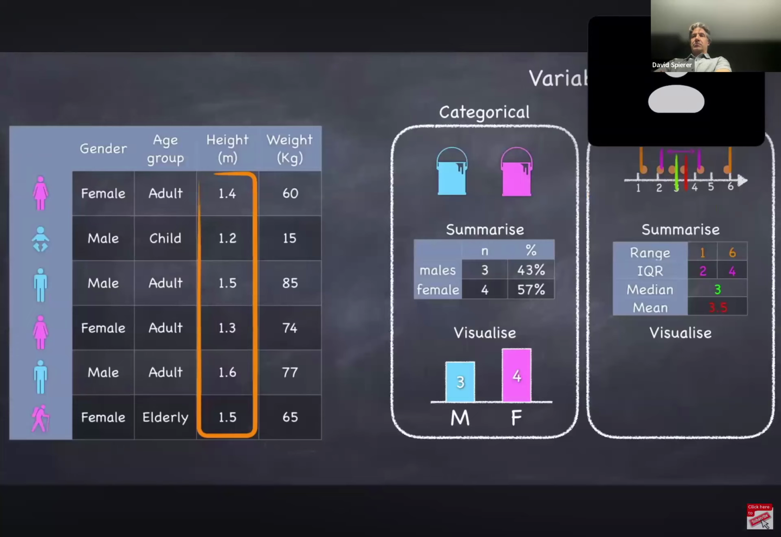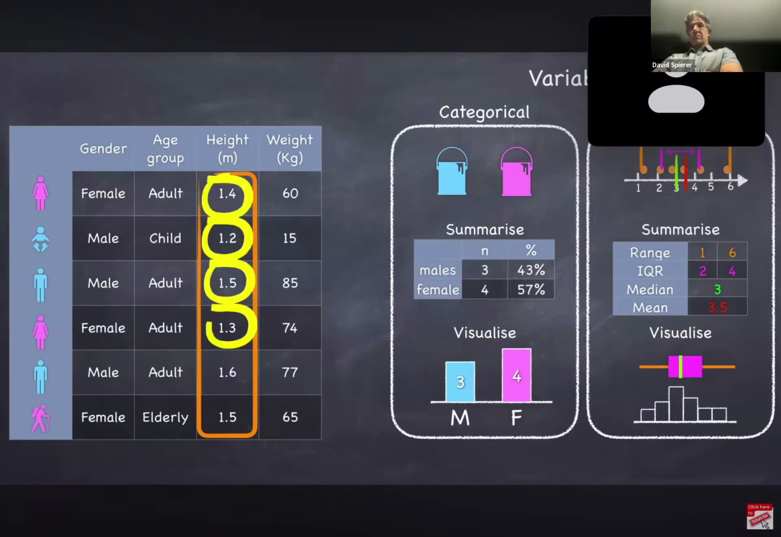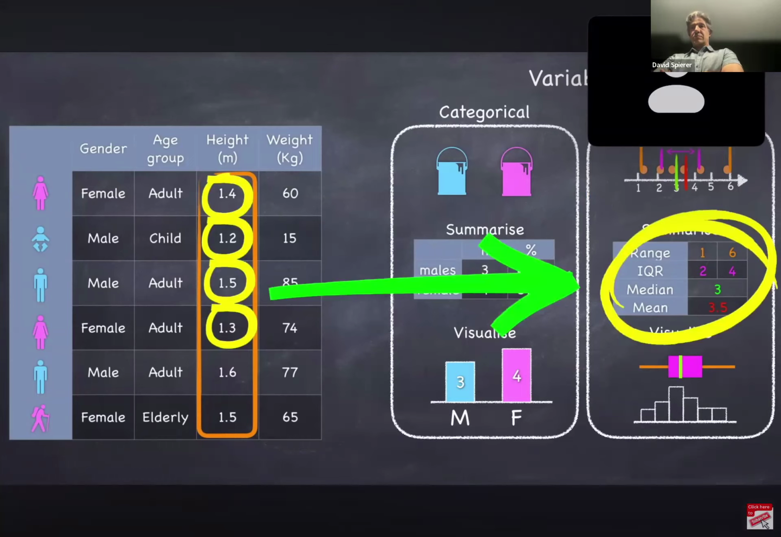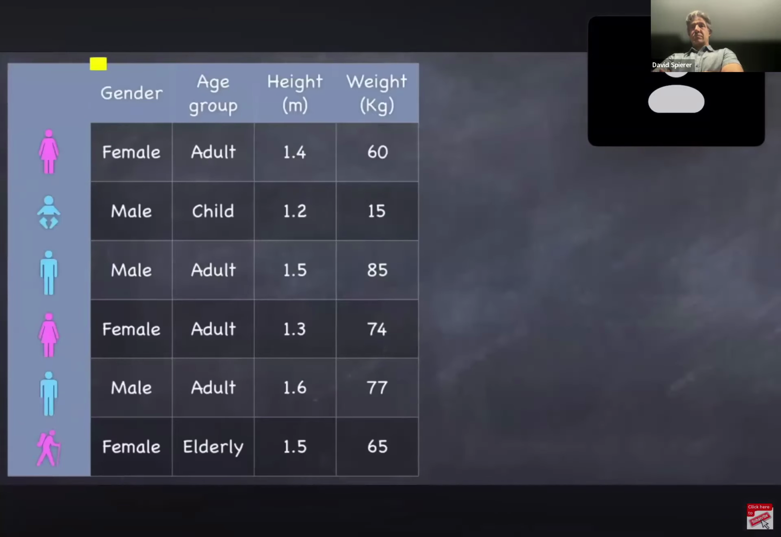We can visualize our data using a box plot, which is a visual representation of the range, the interquartile range, and the median. And of course, we can create a histogram, and this gives us the shape of the data. So I hope you can see that this process of summarizing and visualizing the data takes it from being just numbers and words on a spreadsheet and turns it into something that is meaningful to us, something that we can get our heads around, something that we can think about.